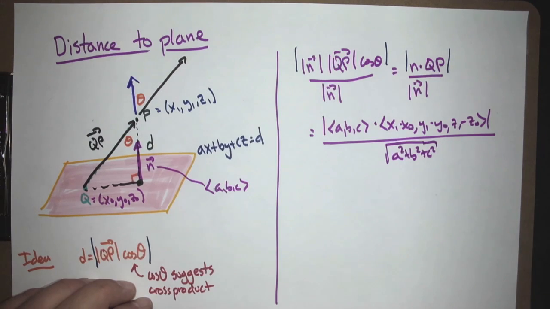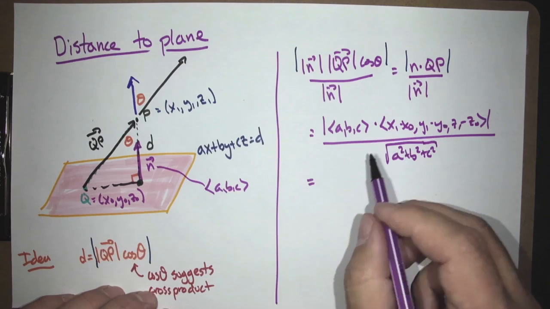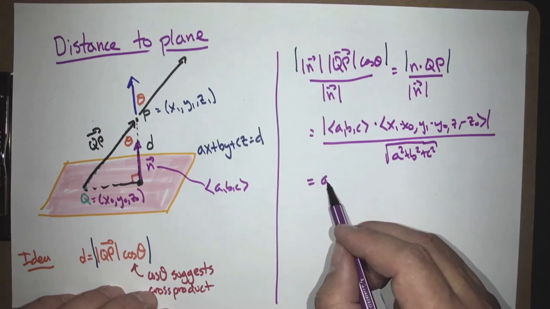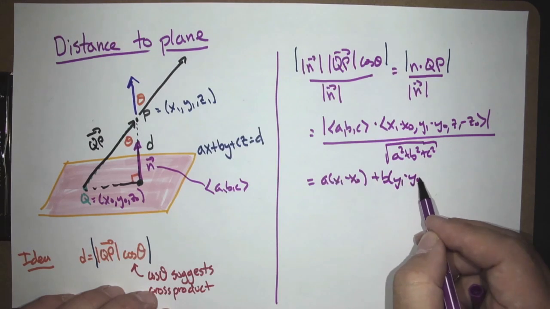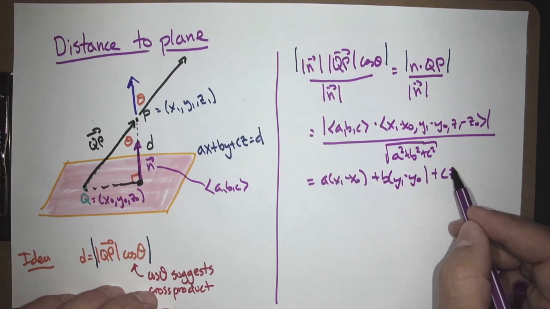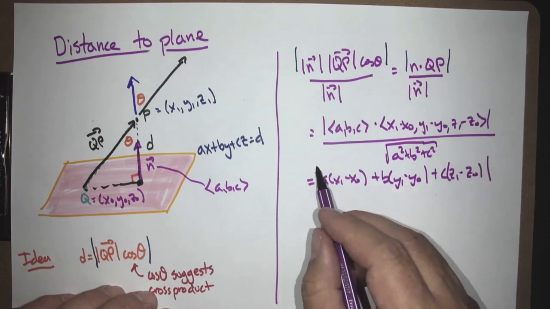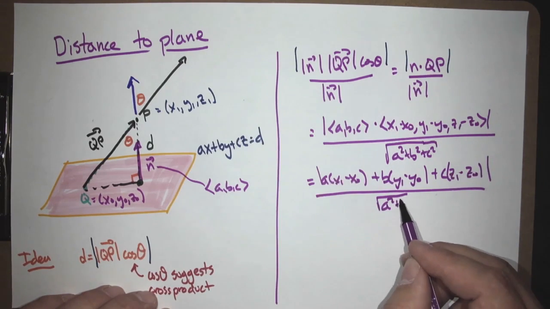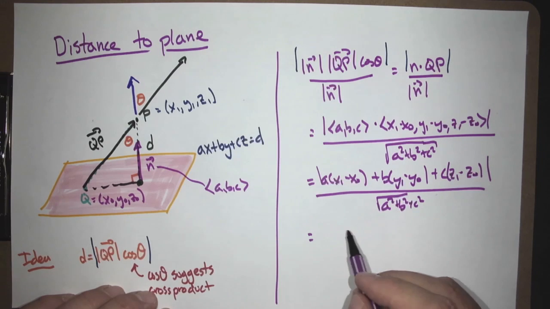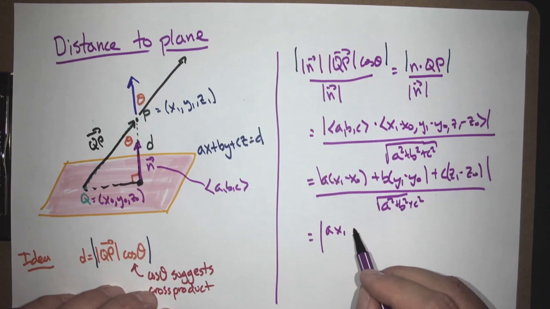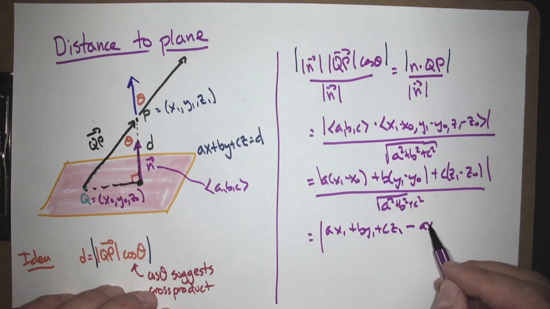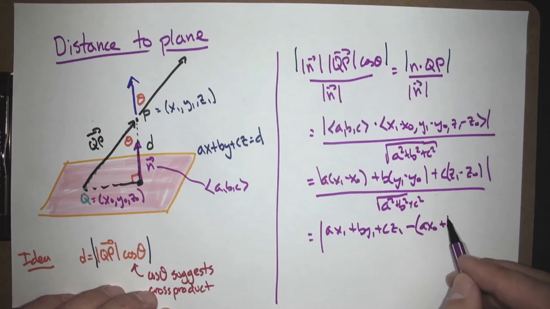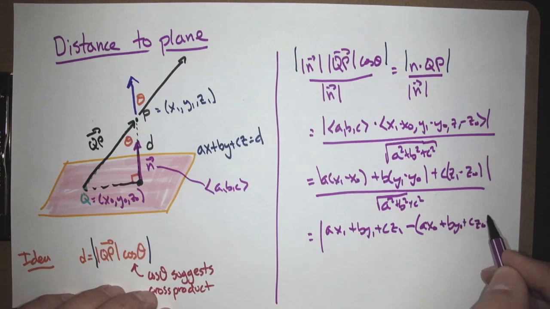Okay. Great. But does anything happen? Well, yes. I'm going to multiply, and I'm going to regret doing all this in front of a live studio audience. But just multiply the top out, because that's what a dot product does. And then after I do that, I'm going to rearrange things. So this becomes ax1 plus by1 plus cz1 subtract ax naught plus by naught plus cz naught.